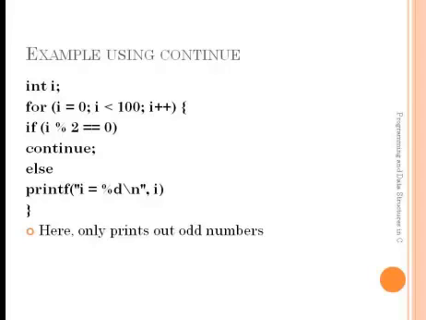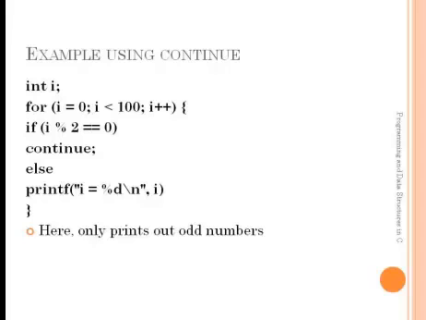1 modulus of 2, this condition is false. So it will go to the else block and print the value of I. The output is, first it will print 1. After that it will go to the first statement and increment the value of I, that is 2. 2 modulo of 2 is 0. This condition is true. Then it will perform the continue operation, that is, it will skip all the statements under this continue statement and start with the next iteration. The next iteration is I++, the next value is 3.